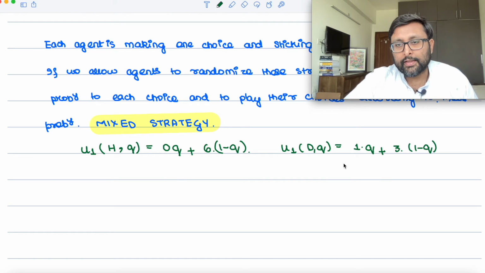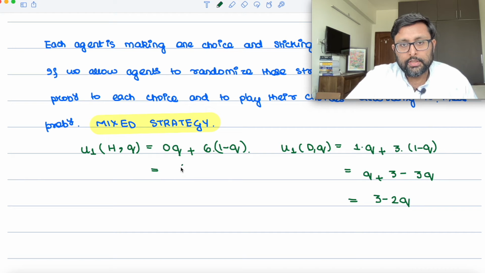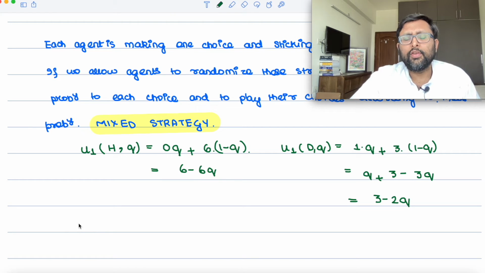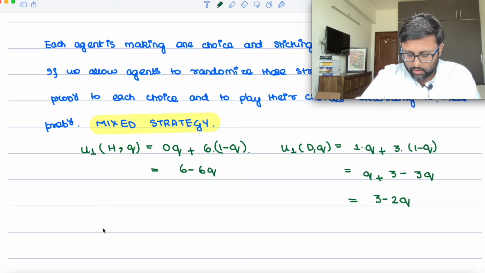Now you tell me one thing. So this is q plus 3 minus 3q, that is 3 minus 2q. This is 6 minus 6q. Okay, fair enough. When do you think I'll be playing hawk? When the utility which I get from playing hawk is more than the utility which I get from playing dove, then only I will be playing hawk.